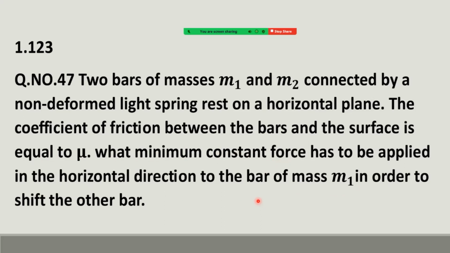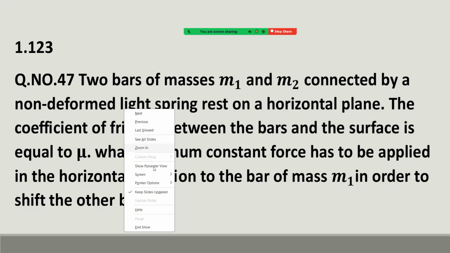See here, the main thing given: non-deformed light spring means no compression, no elongation for the spring. Okay. So we have to find the minimum constant force to be applied along the horizontal to the bar of mass M1 to shift the other bar. Let us see how to start.